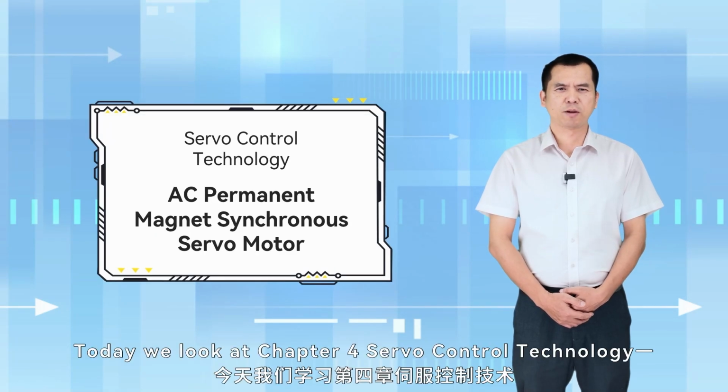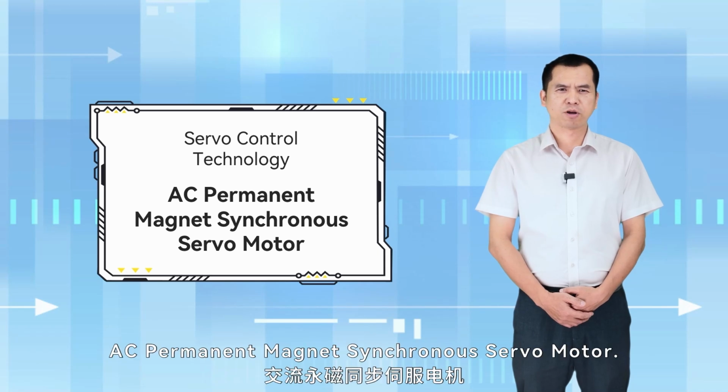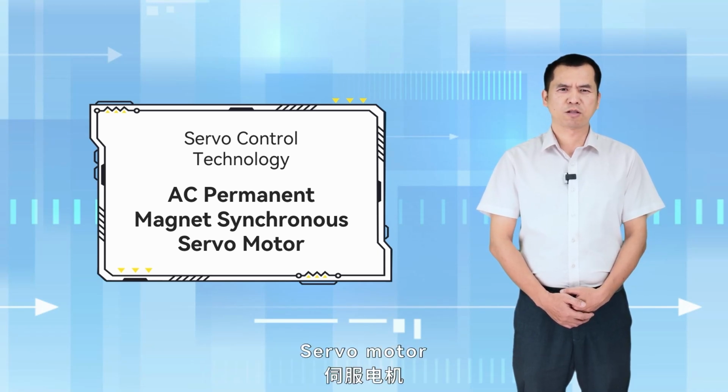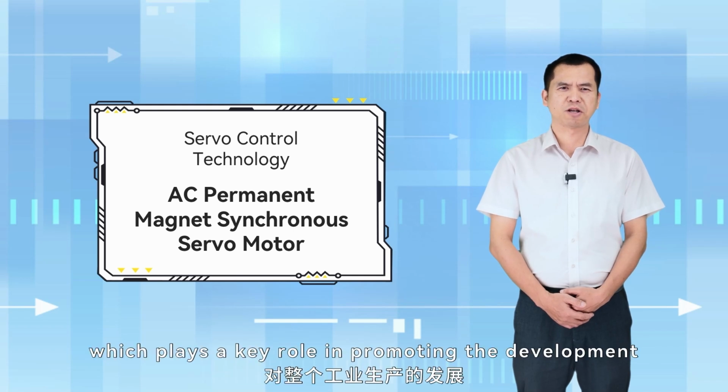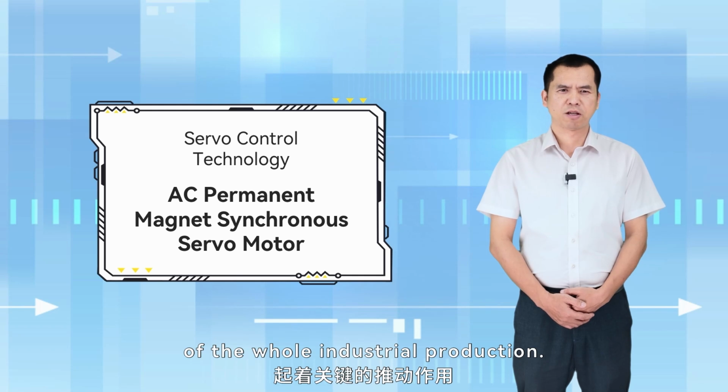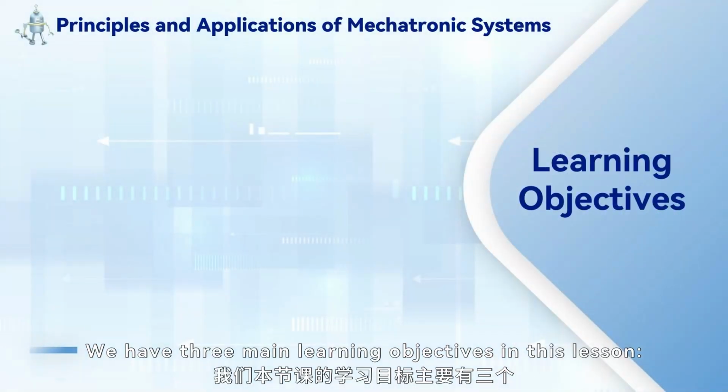Today we look at Chapter 4, Servo Control Technology, AC Permanent Magnet Synchronous Servo Motor. Servo motor is an important core component in industrial automation, which plays a key role in promoting the development of the whole industrial production. We have three main learning objectives in this lesson.